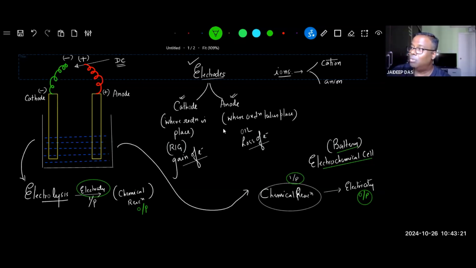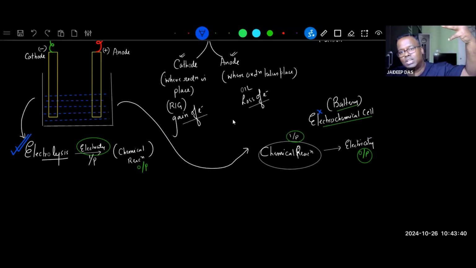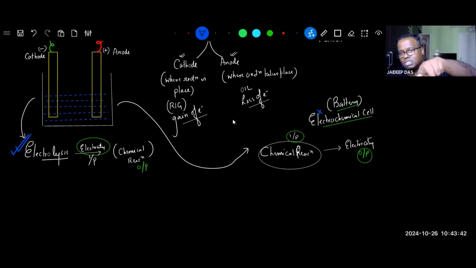Now we will say what happens in cathode and anode. So far, we are studying electrolysis. We are right now not studying the electrochemical cell. What is an electrochemical cell? Like your car battery, your car batteries and all, those are all electrochemical cells. There, chemical reactions give rise to current. Current is an output. What you are studying now is the chapter of electrolysis, where electricity is the input.